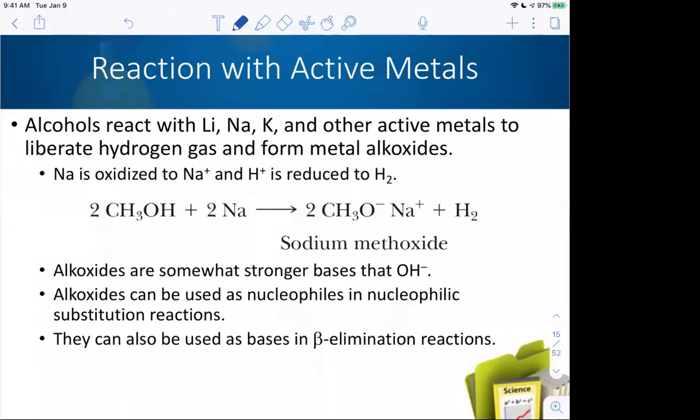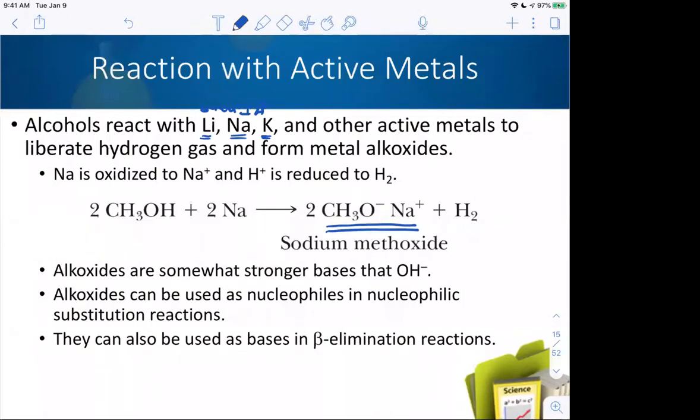Alcohols can react with active metals. So when I have metals like lithium or sodium or potassium, remember these are group 1A, and they're very, very reactive. What happens is the metal is reacting with the alcohol and actually liberating hydrogen gas and forms a metal alkoxide. So this is sodium methoxide. I can also use ethanol and get sodium ethoxide.